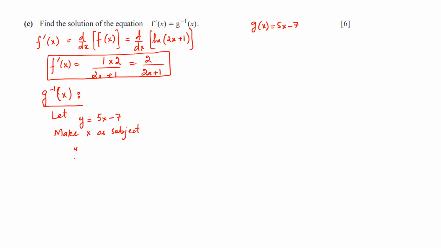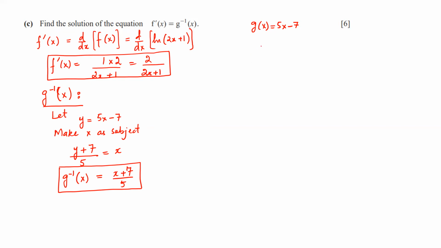So when we make x the subject, it becomes (7y plus 7) divided by 5, and this is equal to x. So if x is this, then G inverse of x is equal to x plus 7 plus 5. Or you can call it y as G inverse of x. So eventually, G inverse of x becomes equal to this. Okay, so G inverse of x is this.